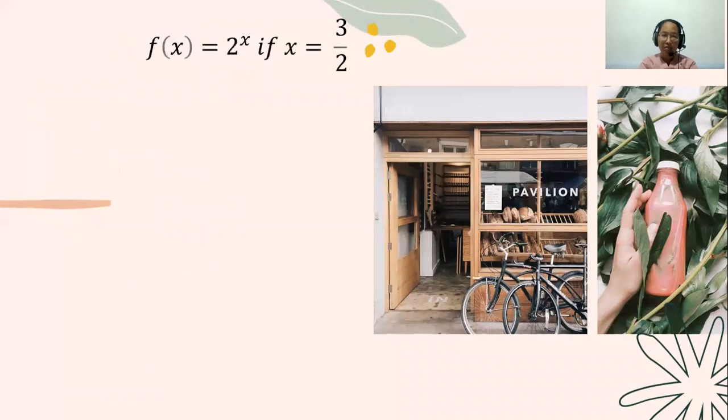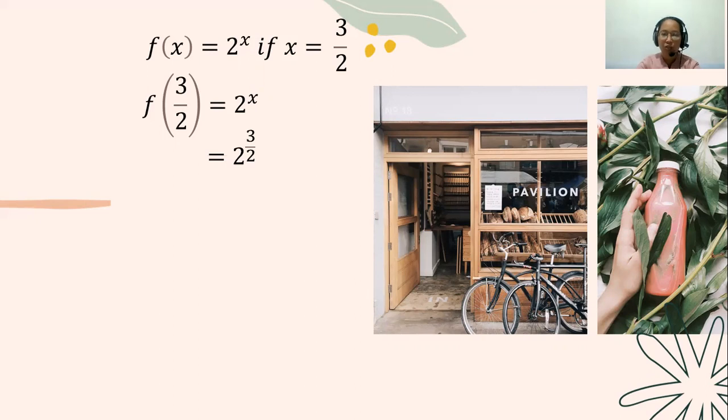This third example is an example of, yes, an exponential function. Given that f of x is equal to 2 raised to x, find its value if x is equal to 3 over 2. So f of 3 over 2 is equal to 2 raised to x, which is the original function. Replacing x by 3 over 2, we have 2 raised to 3 halves. So we have a fractional exponent.